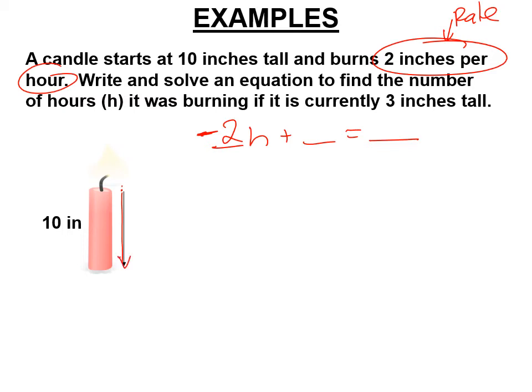Now the others are something else tricky. What already happened? It started at 10. The biggest number, because of the negative, the biggest number is not going to be the total. The total height of this candle when we're done is 3 inches because we're going down to 3 inches. All right, so 2 tricky things. 1, this rate has to be a negative, and 2, the total has to be 3.